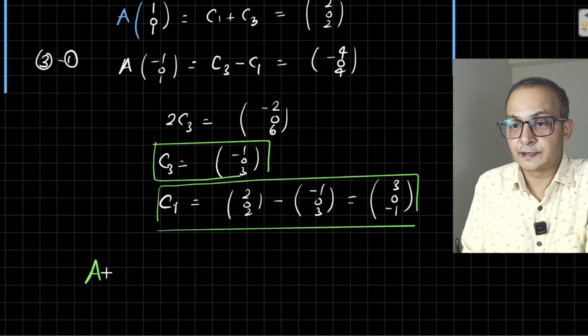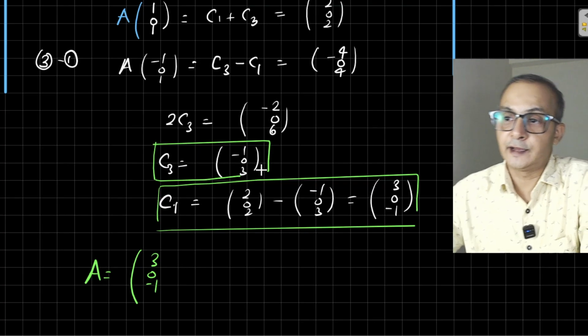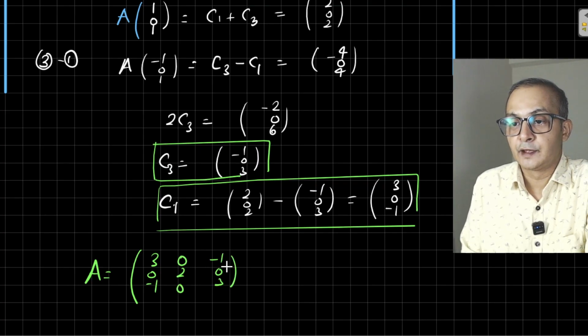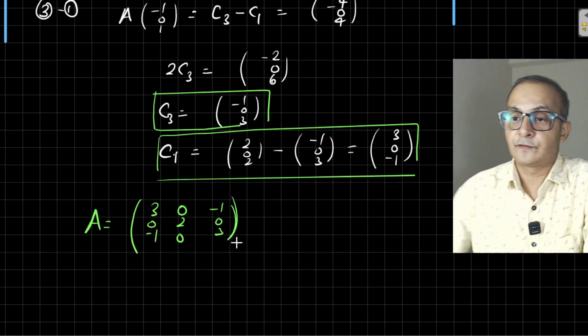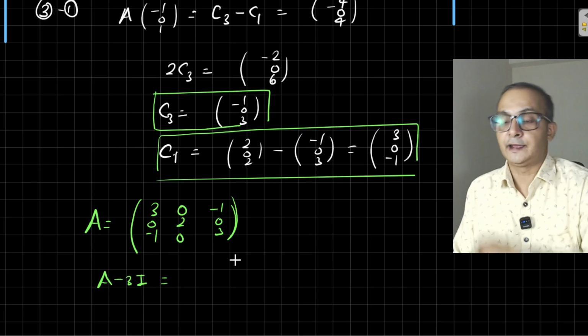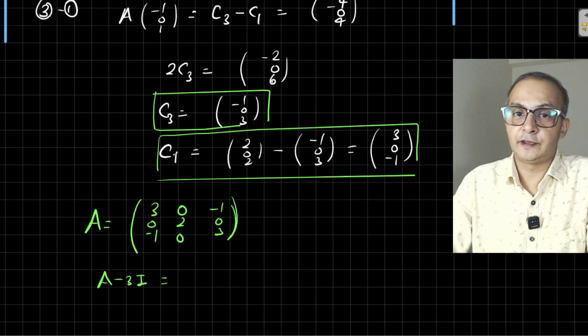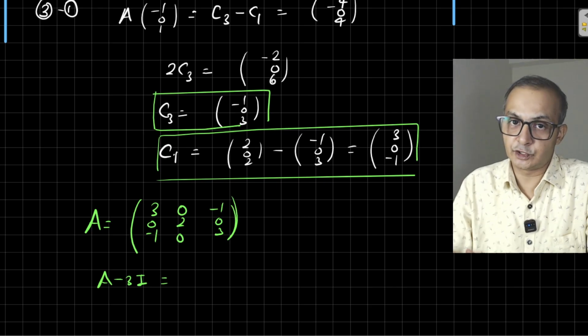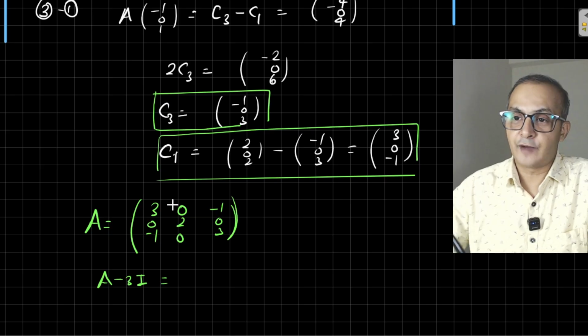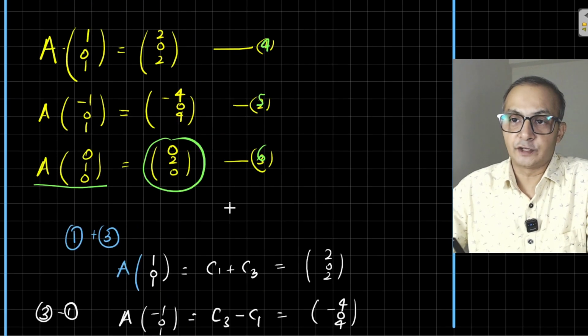It means the matrix A we can directly write: C1 is (3, 0, −1), and C2 I already have as (0, 2, 0), and C3 is (−1, 0, 3). Once we get this matrix A, I can find out A minus 3I directly. And once I get A minus 3I, I can find the determinant of A minus 3I, and we can make sure whether the system has a unique solution or no solution. So in this way, this matrix can be found with the help of this concept.